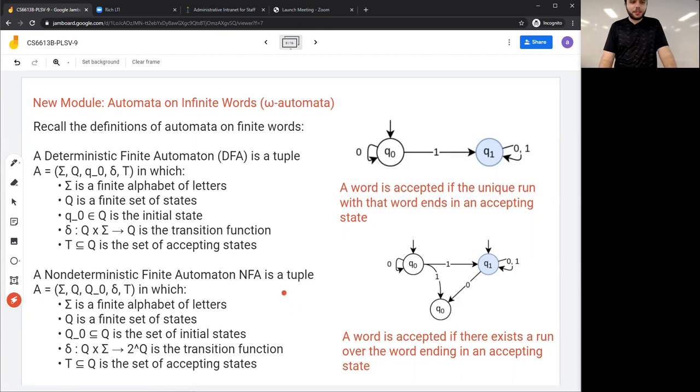I'm sure you all know what automata on finite words are and how they work. So we basically have two main classical varieties. We have deterministic finite automaton and we have non-deterministic finite automaton. And just to make sure that we use the same notation, a deterministic finite automaton consists of these parts. It basically has a finite alphabet of letters, which we show by sigma. It has a finite set of states, which I show by Q. There is some initial state, which I show by Q0. This is the initial state. And there's also a transition function that at every state, reading every letter, tells you which other state you have to go to. And of course, you also have a set of accepting states.